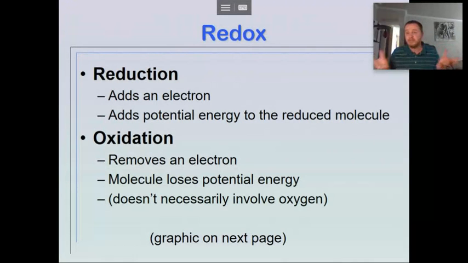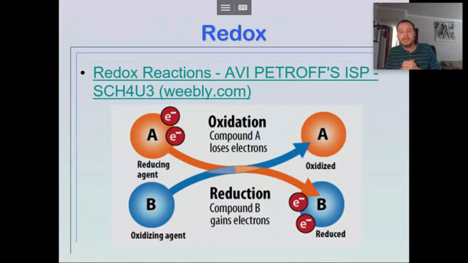Oxidation, which I can't really find a good tie to oxygen. In this class, when we're referring to oxidation, we're talking about the removal of an electron from a molecule. And in that process of removing the electron, the molecule loses energy. So oxidation, we lose an electron and lose energy. Reduction, we gain an electron and we gain energy. So it seems like the opposite to me of reduction.